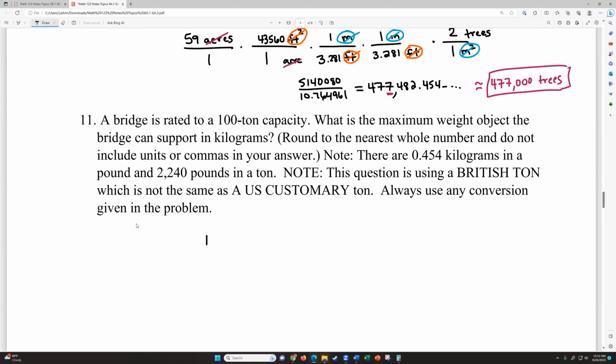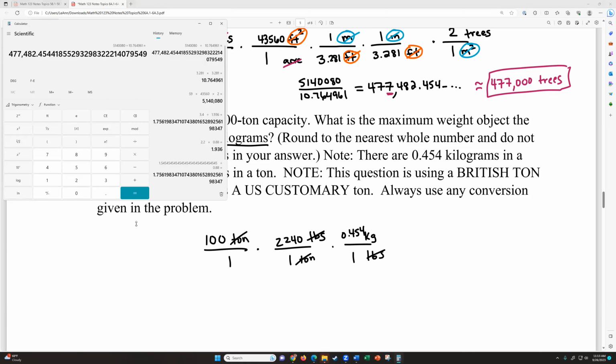So we're starting with 100-ton capacity. We're going to cancel tons out and change it to pounds. So 1 ton is 2,240 pounds. Okay. We want to change pounds to kilograms because the question was, what's the maximum weight the object can support in kilograms? So pounds to kilograms, we have a connection there. It was 0.454 kilograms is 1 pound. So my tons are canceling, my pounds are canceling, everything's on top, so we're just multiplying.